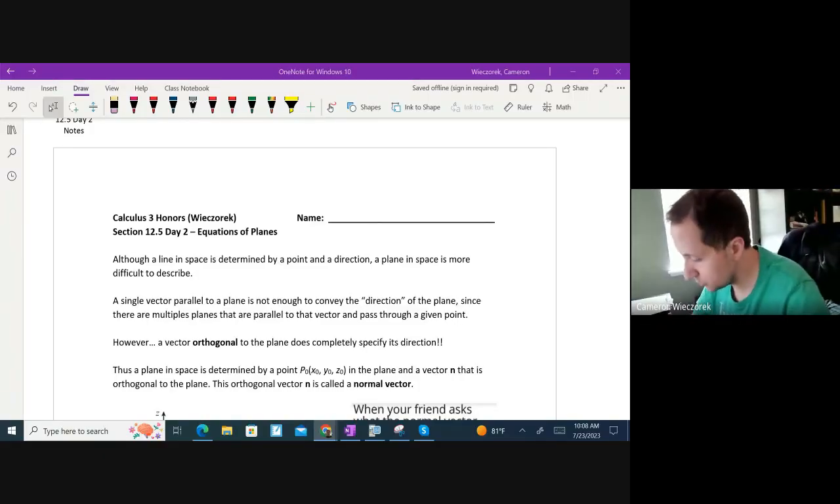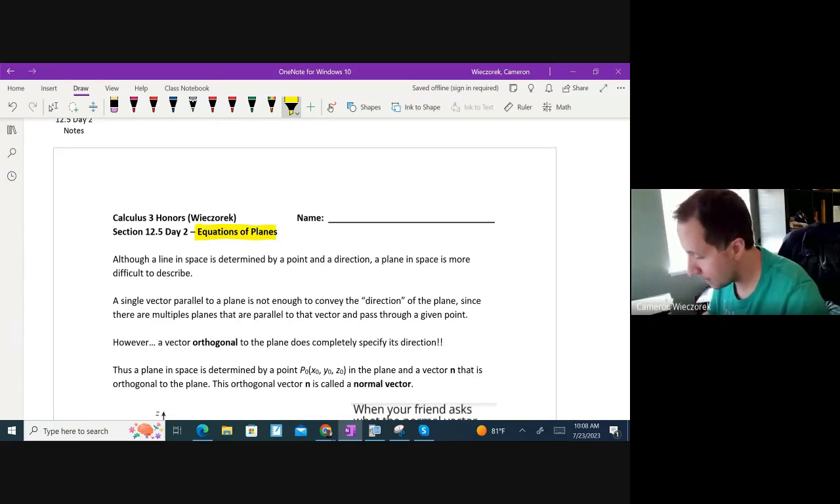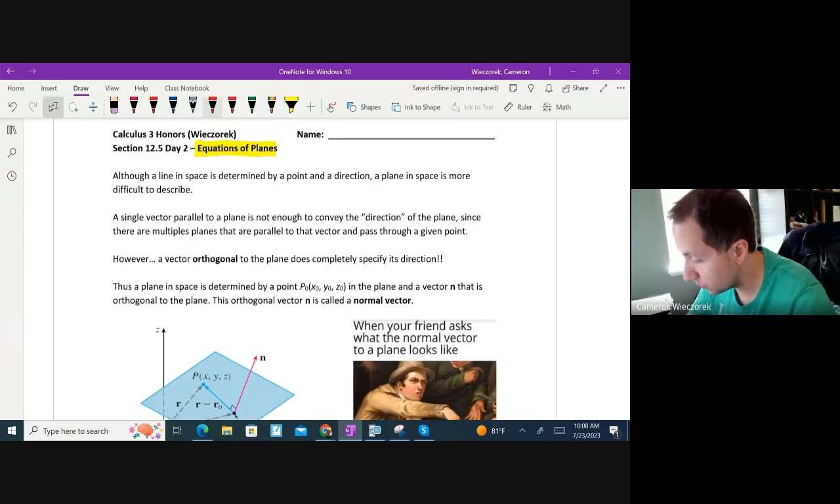All right, so this is section 12.5, day 2. We are now going to look at how to write the equation of a plane. We've already looked at equations of lines, so let's expand our knowledge a little bit. If you remember when we were writing equations of lines, parametrically or in vector form, what we needed was a point on that line, and we needed a direction vector that gave the direction of that line.